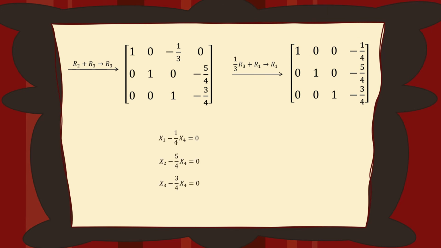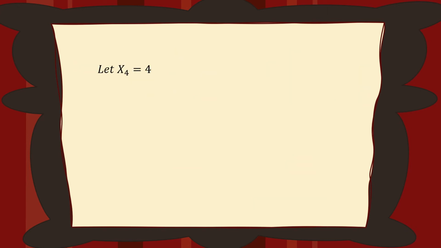As you can see here, we have a free variable, or a column that doesn't have a leading variable. And since the coefficients of the equation require integer values, let x sub 4 equal the integer 4. In this case, we'll get this.